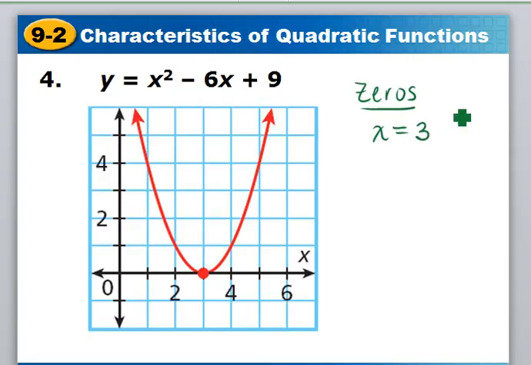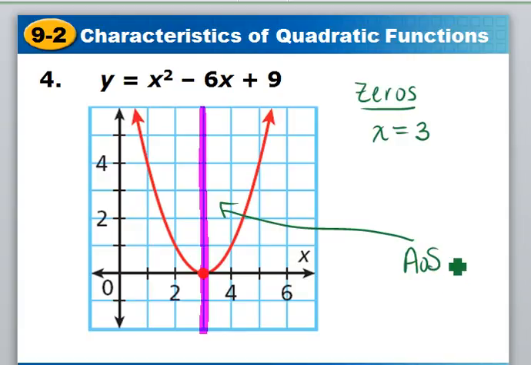And then my axis of symmetry, again, is that line where you split it in half. The axis of symmetry is x equals, in this case, x is always 3.